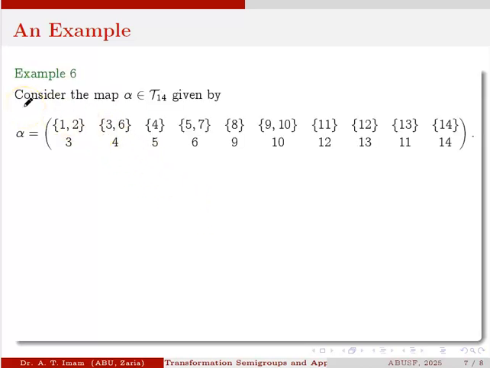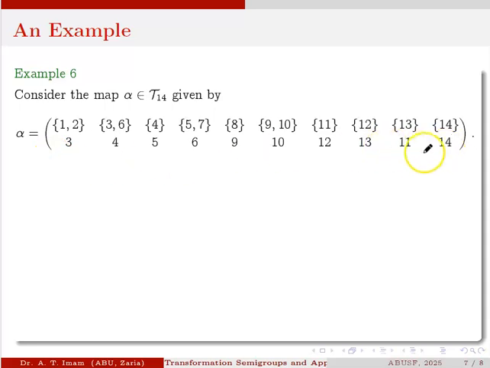If you consider a map alpha in T14, so we assume n is 14, and then we pick this particular mapping alpha, where 1 and 2 are mapped to 3, 3 and 6 are mapped to 4, and 4 is mapped to 5, and so on. So therefore 14 is fixed here.